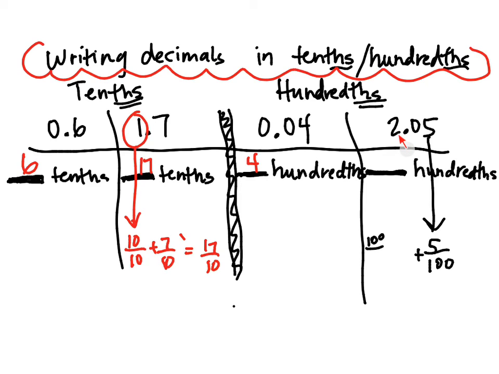Well, we have 100 hundredths, that's one whole, plus another 100 hundredths, that's two wholes. So 100, 200, 205 hundredths. So how many hundredths are in 2 and 5 hundredths? There's 205 hundredths in 2 and 5 hundredths.